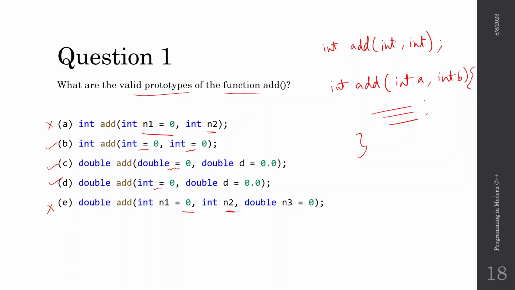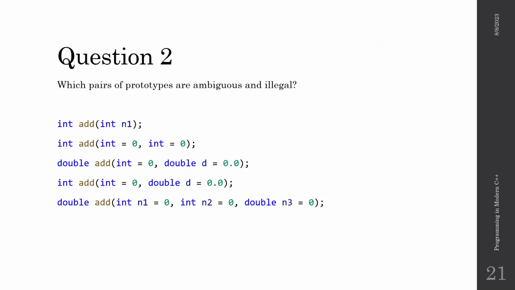So please note the correction. B, C, and D are valid, and A and E are not valid. This is the second question. Please try. I will discuss after 2 minutes.